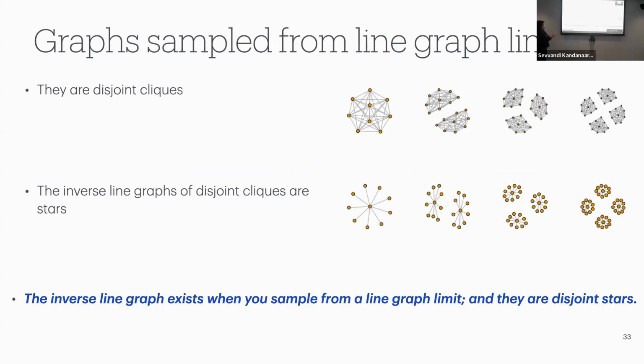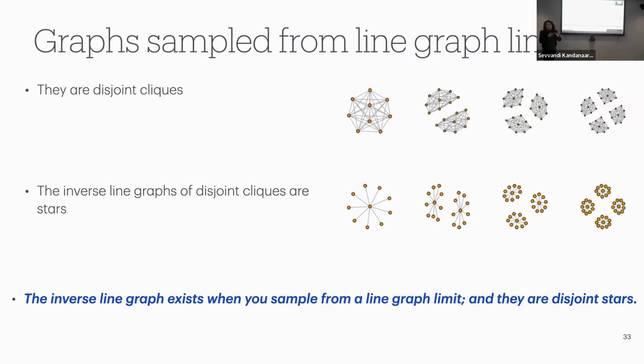So what does this say? This says, okay, the line graph limit, you can only get disjoint cliques as the graphs, and the inverse of disjoint cliques are stars. So the inverse line graph exists when you sample from a line graph limit, and they can only be disjoint stars. There's nothing else in there.